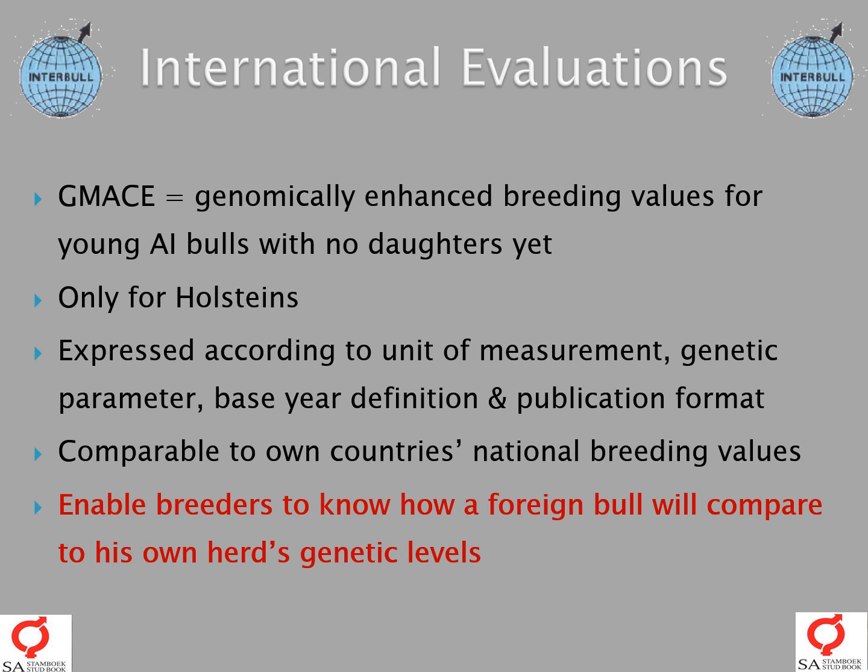Of course, we are now in the genomic era, so there is also something like GMACE. GMACE is genomically enhanced breeding values, which are now estimated by Interbull for the young AI bulls with no daughters yet. Now, this is currently only done for Holsteins, and this GMACE is also expressed according to the unit of measurement, genetic parameters, base year definition, and publication format of the breeding values, so that it is directly comparable to the country's own national breeding values. It enables our breeders to know how a young foreign bull will compare to their own herd's genetic levels.